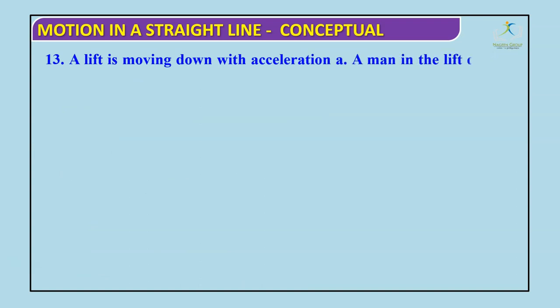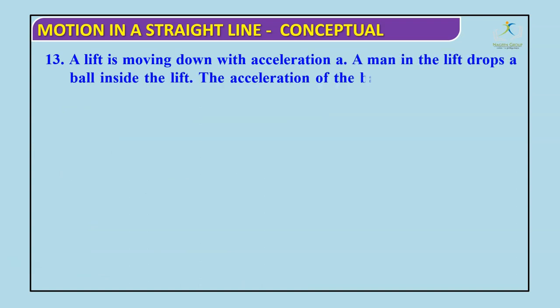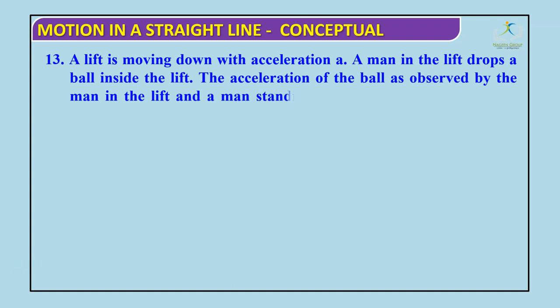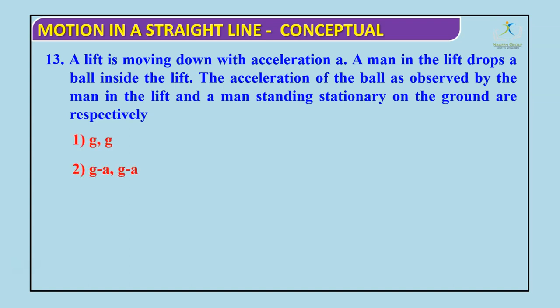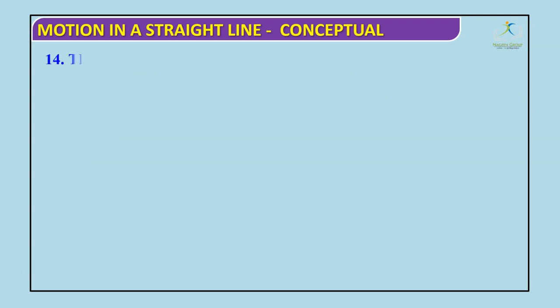13th question: a lift is moving down with acceleration a. A man in the lift drops a ball inside the lift. The acceleration of the ball as observed by the man in the lift and the man standing stationary on the ground are respectively: g, g; g, g minus a; third option, g minus a with g; and the fourth is a, comma g. So the correct answer for this question is option number 3.